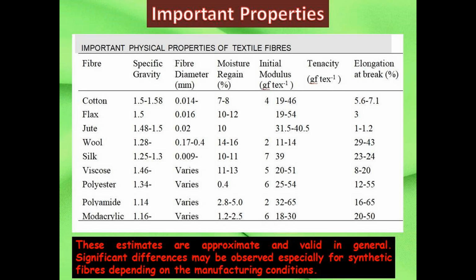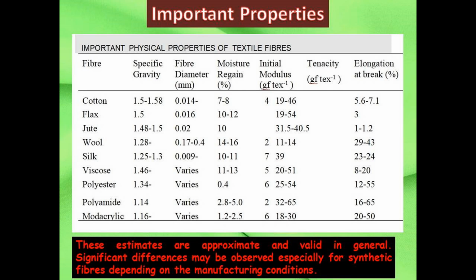Now tenacity, in gram force per tex: cotton 19 to 46, flax 19 to 54, jute 31.5 to 40.5, wool 11 to 14, silk 39, viscose 20 to 51, polyester 25 to 54, polyamide 32 to 65, modacrylic 18 to 30.